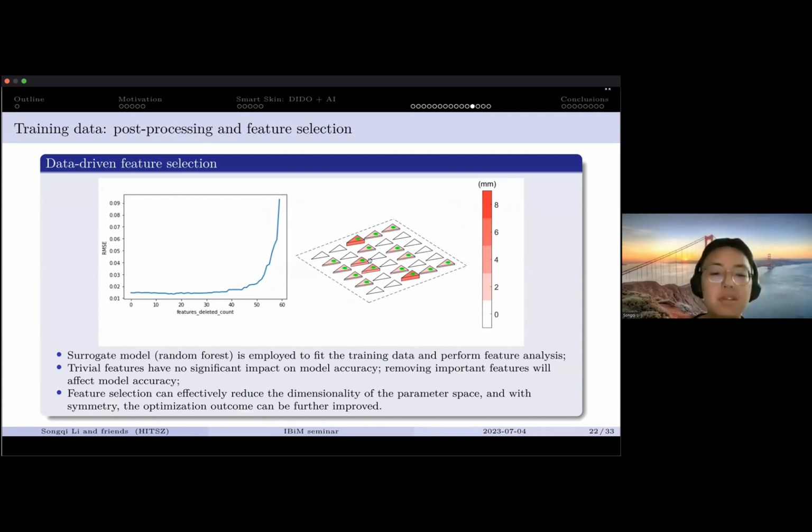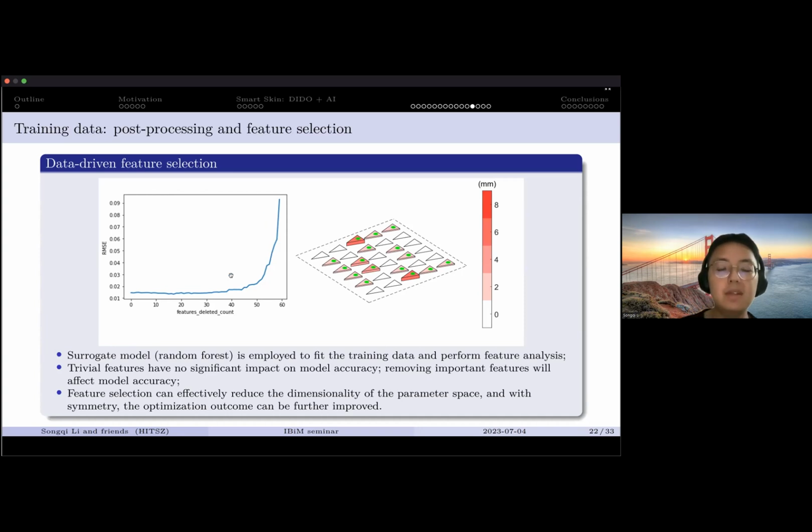In this case, we just use the simplest randomized method and perform the feature analysis. Trivial features will not have a very significant effect on the model accuracy, and removing these features will not influence the loss function when we fit the model. So we start to remove the trivial features one by one, and we find that after removing 40 features, we get a very quick increment of the model fitting loss, which means the features from 40 to 60 actually dominate the description between the input features and the loss function.